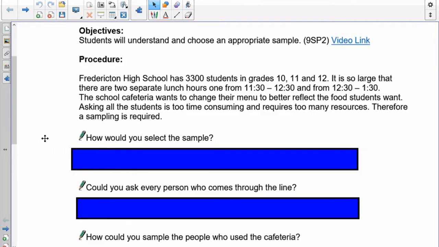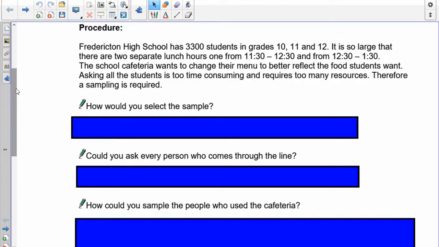Fredericton High School in New Brunswick has 3,300 students in grades 10, 11, and 12. It is so large that there are two separate lunch hours, one from 11:30 to 12:30, and another from 12:30 to 1:30. The school cafeteria wants to change their menu to better reflect the food students want. Asking all the students is too time consuming and requires too many resources, therefore, a sampling is required.